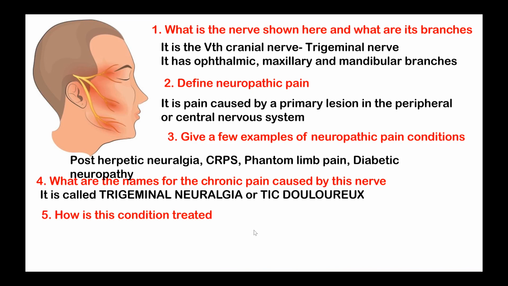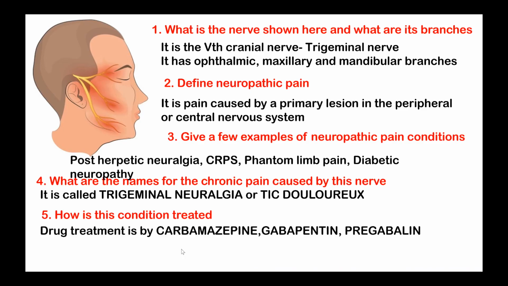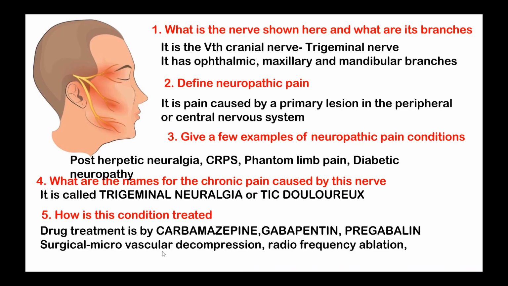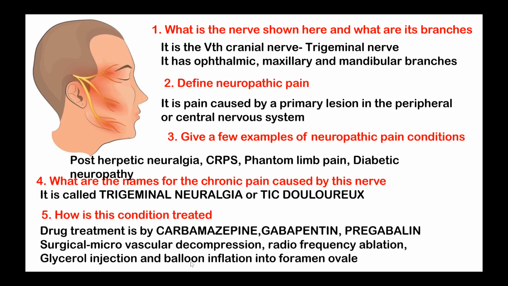Interventional, nerve block or nerve stimulation, sir. Which nerve block? Trigeminal nerve. Do the nerve or ganglion? Ganglion. Drug treatment with carbamazepine, gabapentin, or pregabalin. Surgical microvascular decompression using radiofrequency ablation, or glycerol injection or balloon inflation into the foramen ovale where the Gasserian ganglion is situated. Yes, this is all.